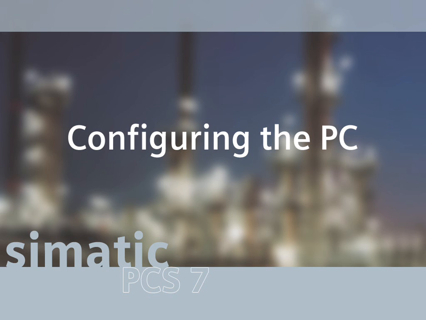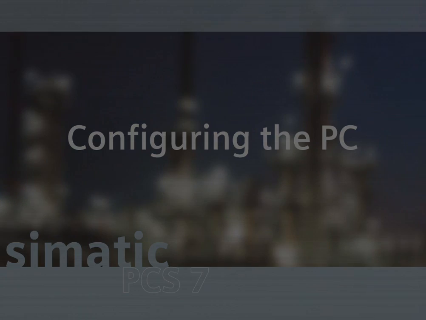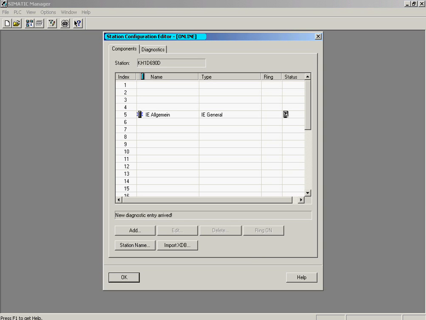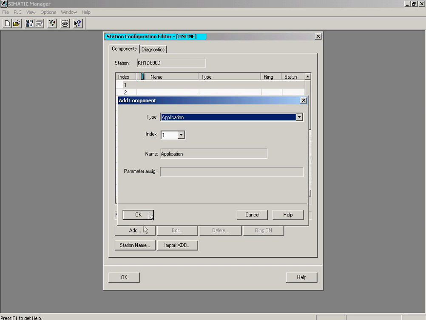In the first step, the computer will be configured for communication. Let's assume that the SIMATIC Net hardware has been configured with the help of the SIMATIC Net commissioning wizard. An Ethernet adapter that is integrated in the computer mainboard is used for communication with the automation system. Now start the Station Configuration Editor. In the Station Configuration Editor, the required applications and hardware components are inserted in the table and parameterized if required.